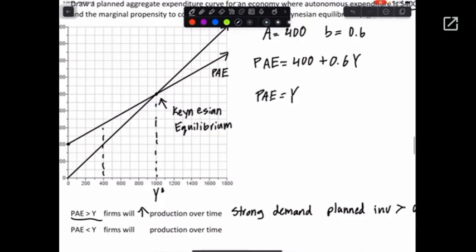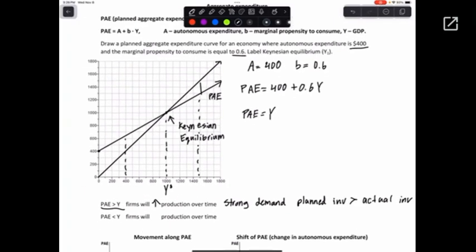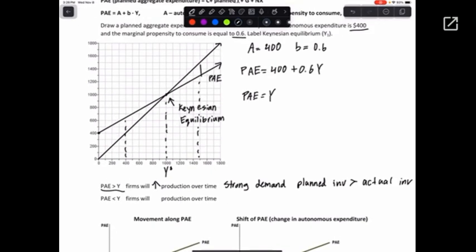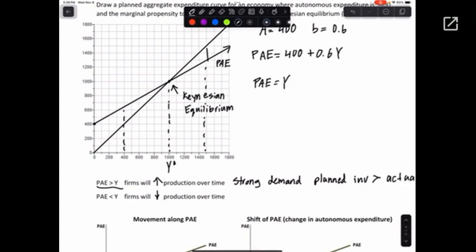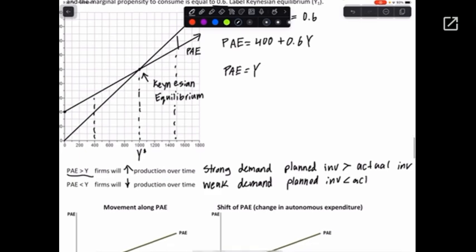Now, conversely, let's say we have an output of, whatever that is, 1,500. So planned aggregate expenditure is going to be less than income, national income. So firms are going to decrease their production over time because there is a weak demand. And planned inventory is less than actual inventory.